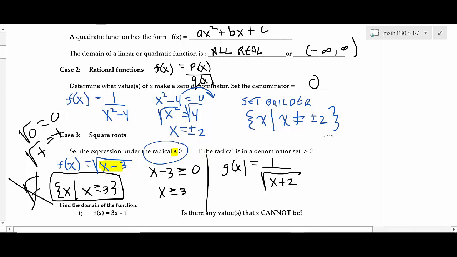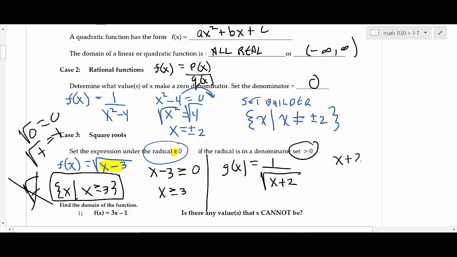Notice on this one I said set the denominator greater than 0. I didn't say equal to 0. How come? Because you can't have a 0 denominator. So you wouldn't want to say x plus 2 is greater than or equal to 0, because that radical's in the denominator. So what you do to figure this domain out is you do this.